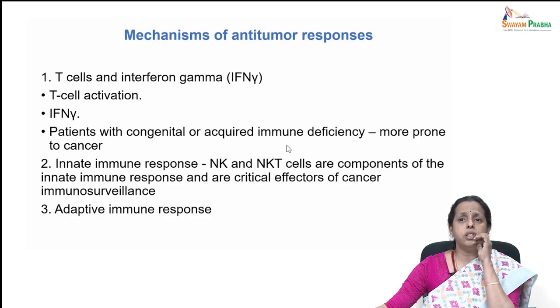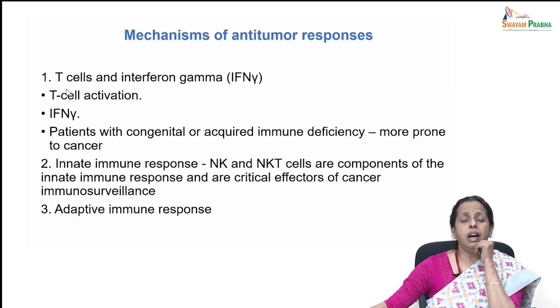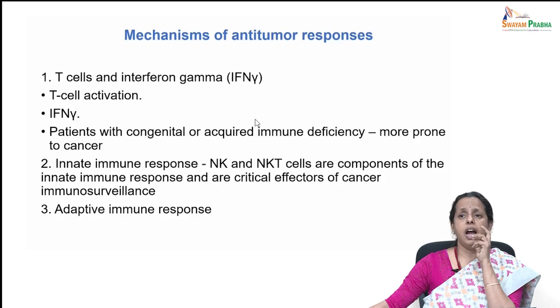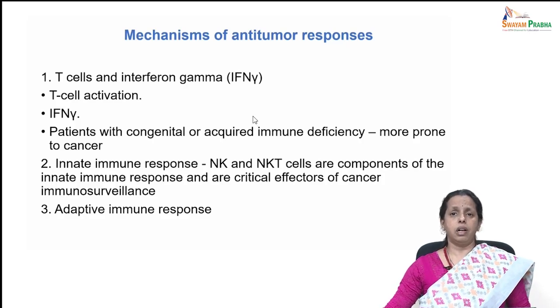They are components of the innate immune system, and they are important effectors of your cancer immunosurveillance. If you have mice depleted of natural killer cells, or any mutants or variants of natural killer cells, they are susceptible to carcinogen-induced tumor formation, and there is a chance that a high incidence of tumors can be formed in these mice.